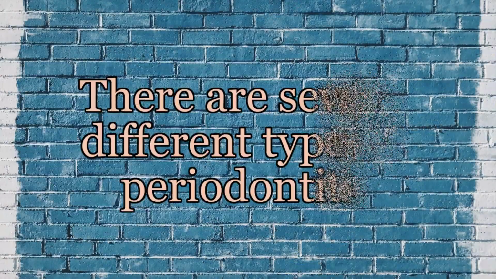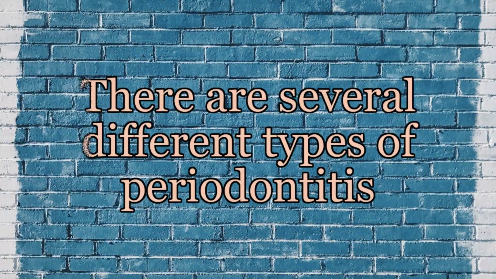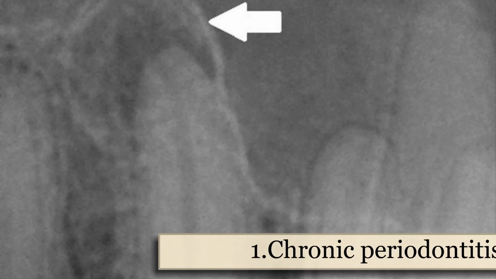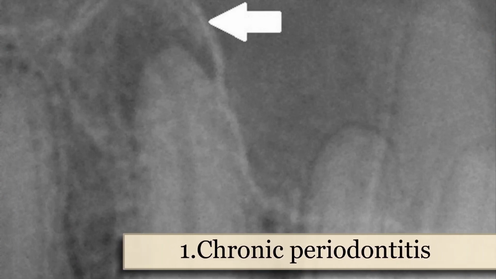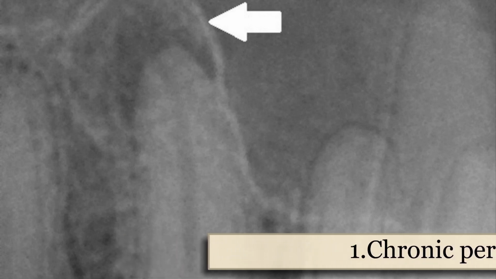There are several different types of periodontitis. 1. Chronic periodontitis, which is the most common type, affecting mostly adults. This type is caused by plaque buildup and involves slow deterioration that may get worse over time, causing destruction in the gums and bone and loss of teeth if not treated.